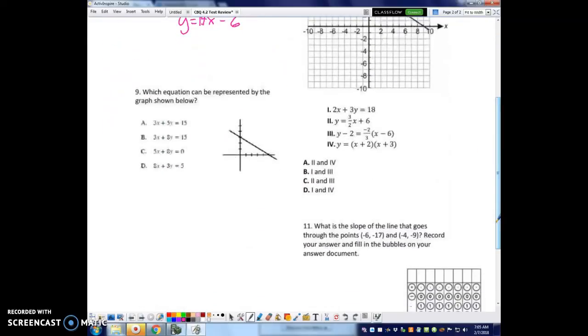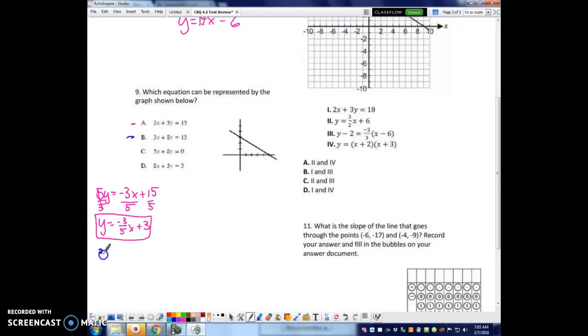9. Which equation can be represented by the graph shown below? Okay, so again, we're going to put these all into y equals. So this one, we have 5y. We move that 3x over, so it's negative 3x plus 15. Divide by 5. y equals negative 3/5 x, 15 divided by 5 is plus 3. So that's A. Then we're going to do B.